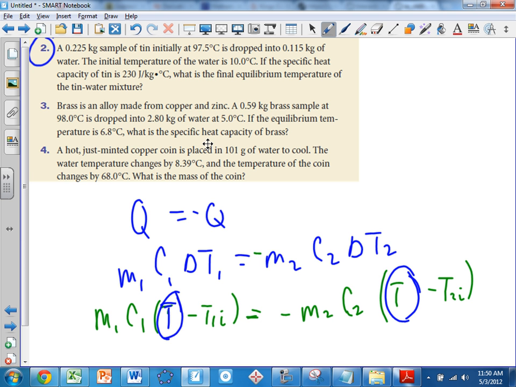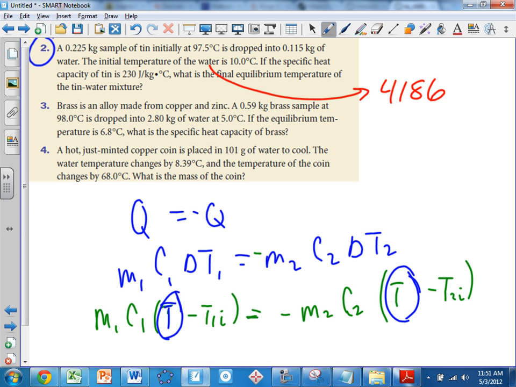Now, what do I need to know? You learn by trying it yourself. That's how you learn stuff. I need to know the heat capacity of water. What's the heat capacity of water from that table before? 4.186 times 10 to the third, or 4186. The specific heat capacity of water is 4186 when it is in the liquid form. The heat capacity of tin is 230.